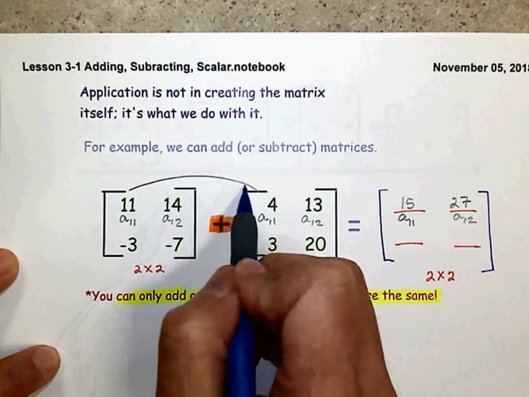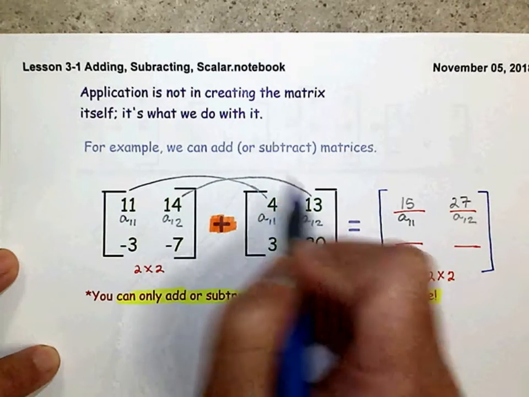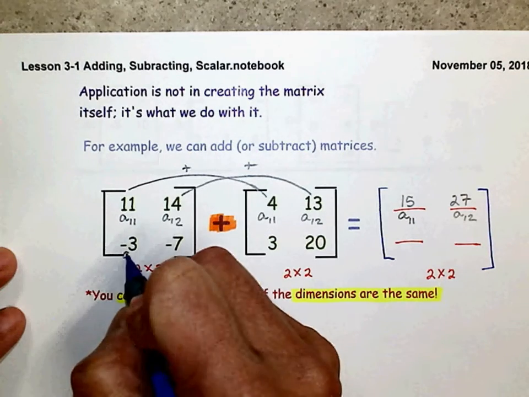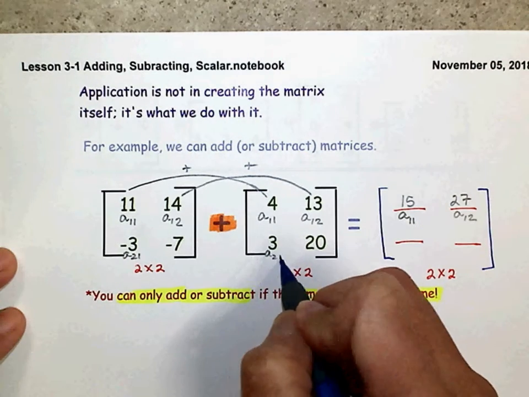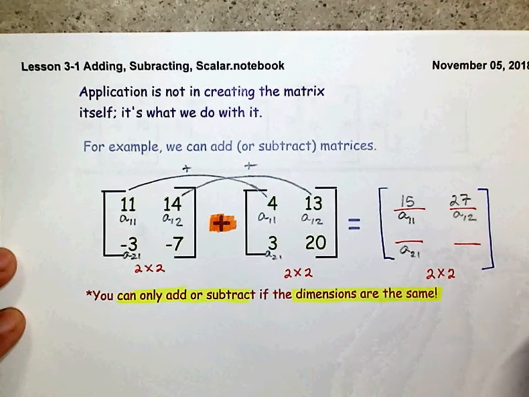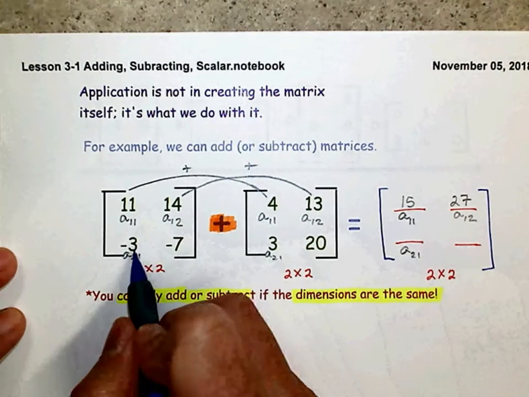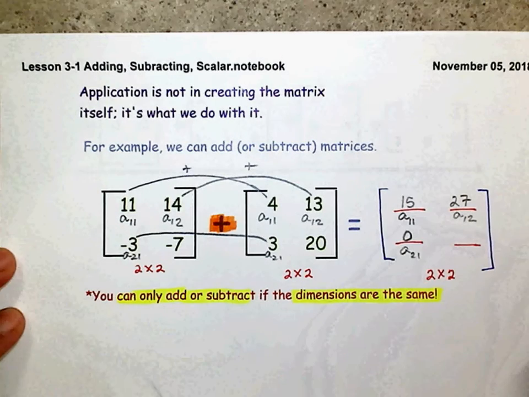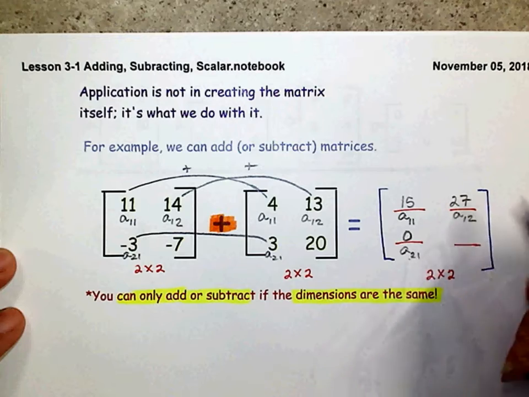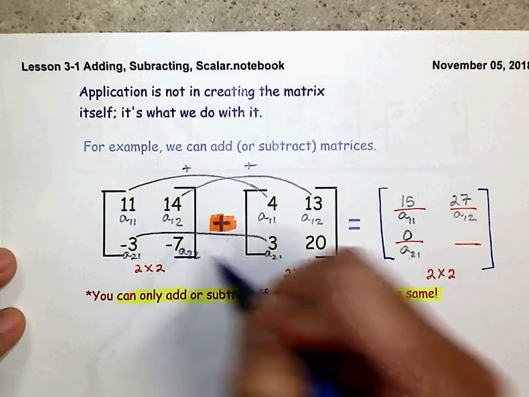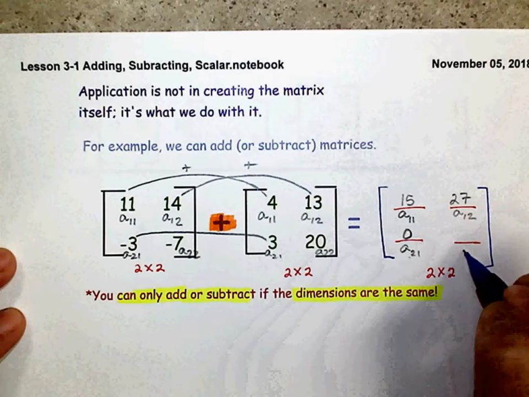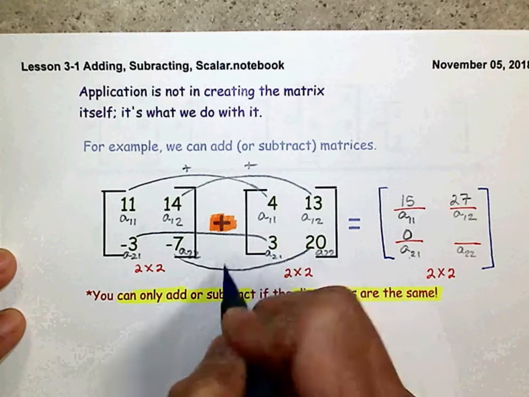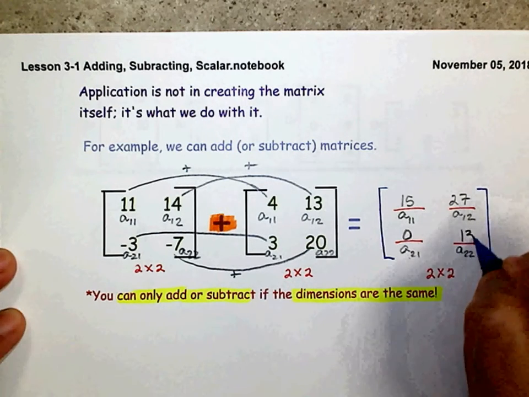Add those two together, and add those two together, because I'm adding, okay? This one is second row, first column. See how that's second row? So you're going to add these guys together. What is negative 3 plus 3? 0. You don't have to label these things, but I do it just to help you. Second row, second column. What is negative 7 plus 20? And the answer is 13.